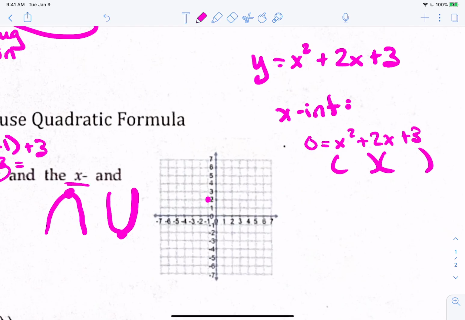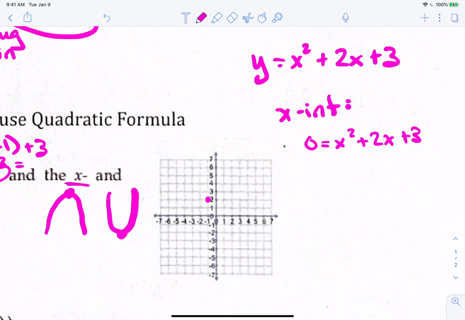Is there a number you can multiply to get 3, but when you add them, give you 2? 2 and 1? That's not going to work. 3 and 1? But that's not going to work because then that would give you 4 in the middle. Ew. So now what? It's going to be a decimal. So then what does that mean we have to do?